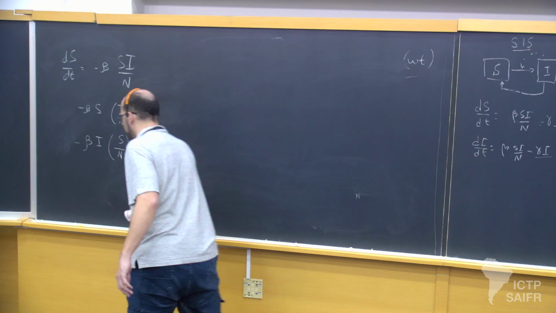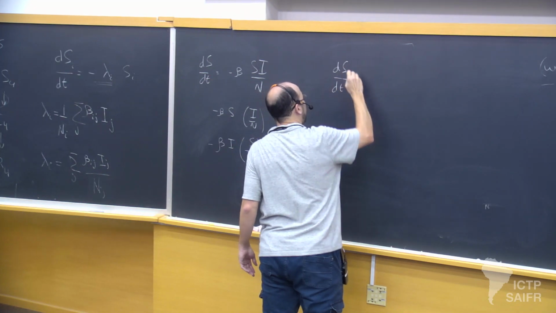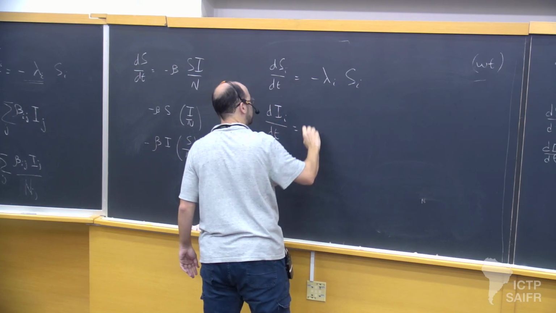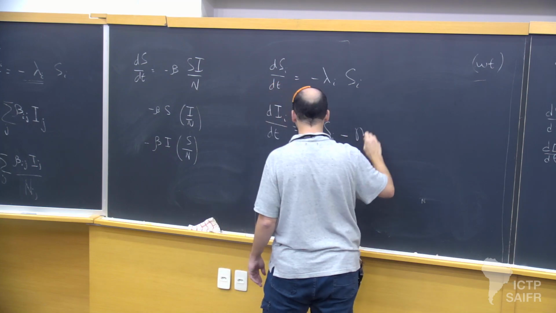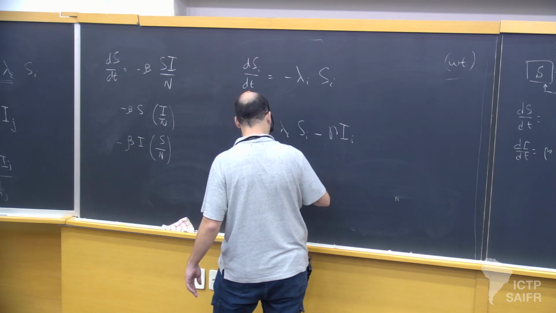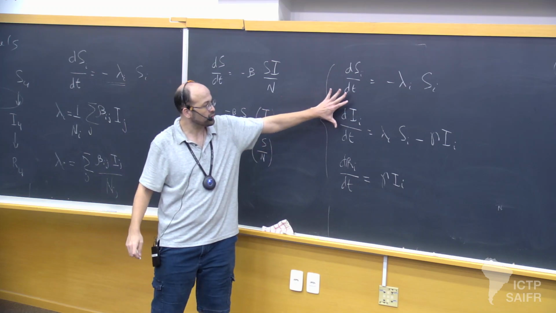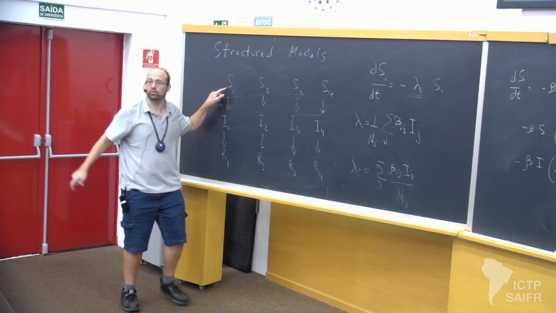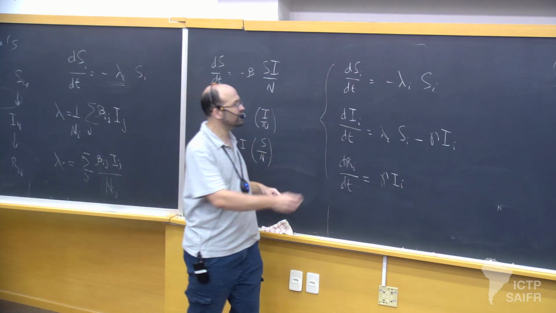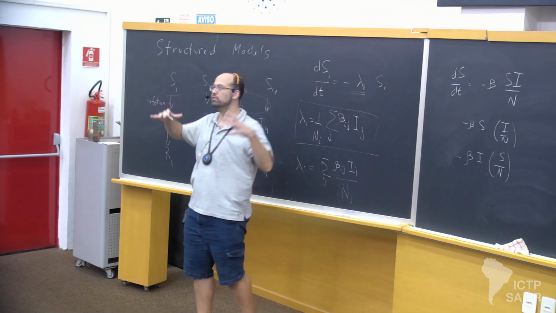And then we just write down the equations as dS_i/dt is minus lambda_i S_i, and then dI_i/dt is lambda_i S_i minus the recovery rate, gamma I_i, and dR_i/dt is gamma I_i. This is a set of three equations times the number of classes. It looks just like the SIR, but the difference is that inside this lambda, we have this matrix that connects all the equations together.